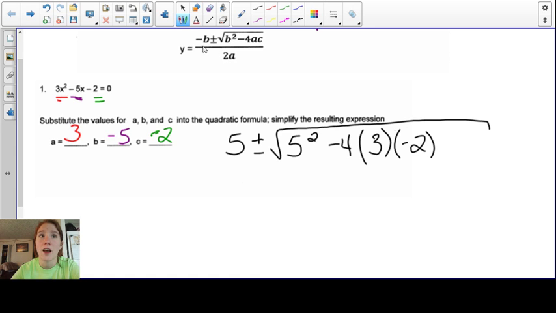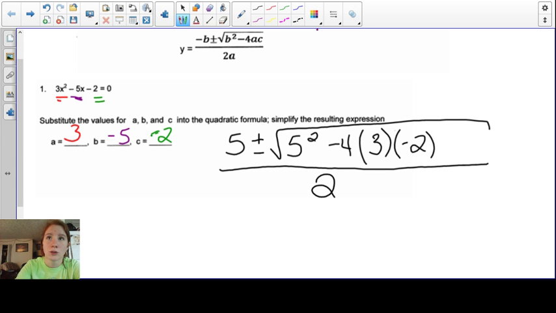So far we've got the top: the opposite of b, plus or minus the square root of b squared minus 4 times a times c, all over 2, yes, always over 2, times the a value, and my a in this case was 3. So first step, we just plugged everything into that formula.